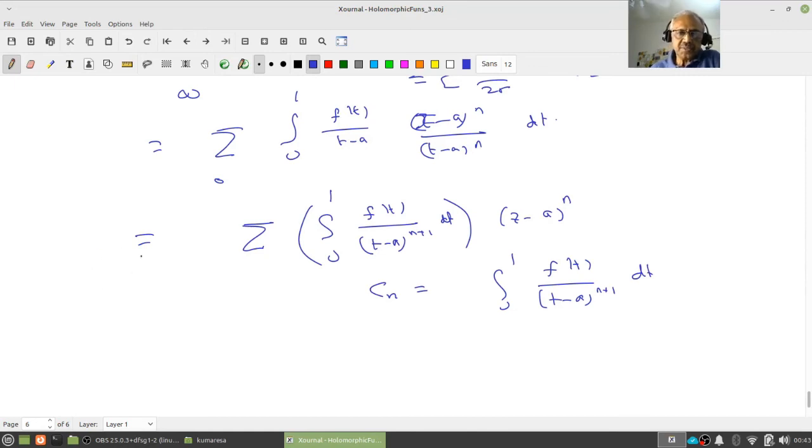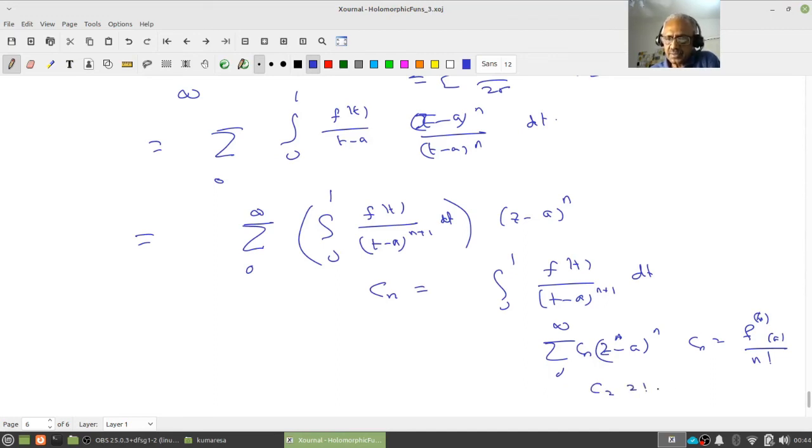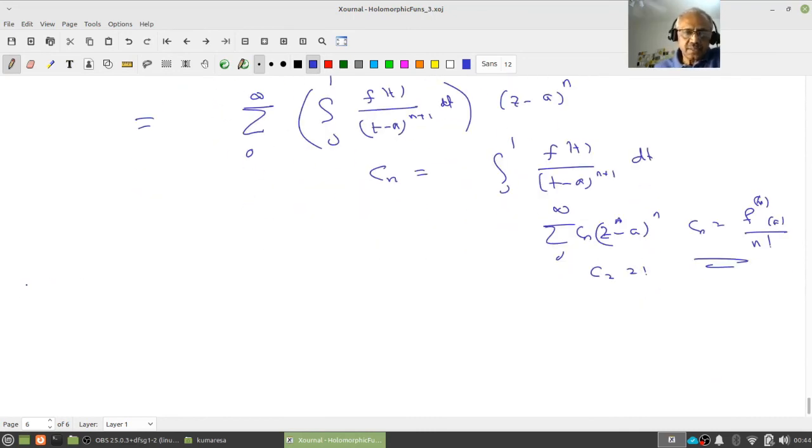And this is a convergent power series, we already saw that. If it's a convergent power series, sum of Cn z minus a to the power n, we already know what is Cn. Cn is something to do with nth derivative at a by n factorial, or the other way around. Hence what is f n at a, that is going to be integral 0 to 1 f of t by t minus a to the power n plus 1 dt. I hope there is an n factorial here, or the other way around.